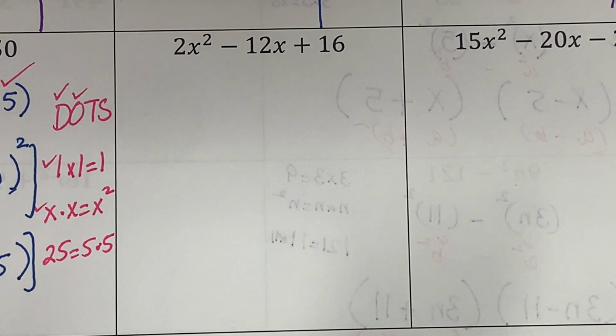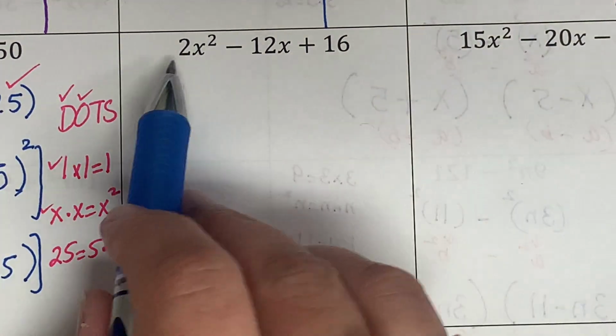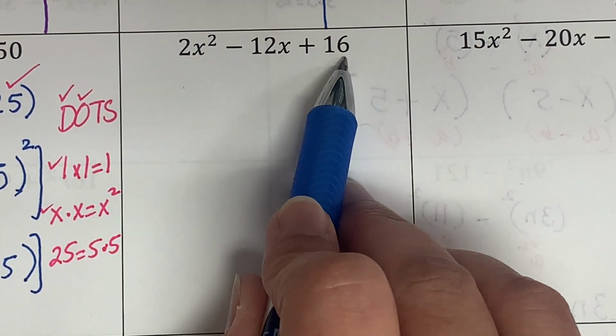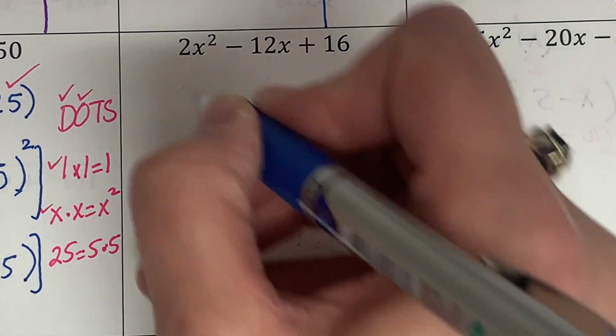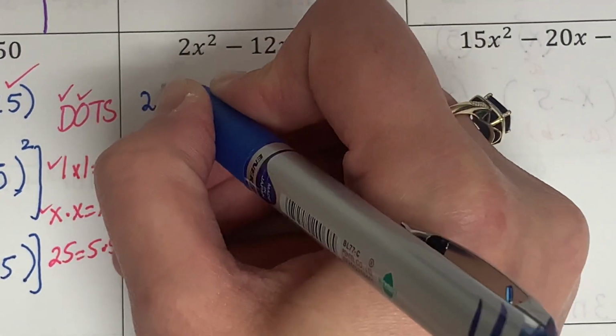Next example is a trinomial, so I have to check whether I can do the x puzzle or not. But let's see if I have something common, because I can see all of these numbers are even numbers. So do I have a greatest common factor over there? Yes, 2, 2, and 2. 2 is a greatest common factor. So I take out 2.